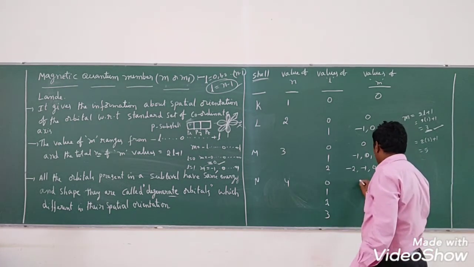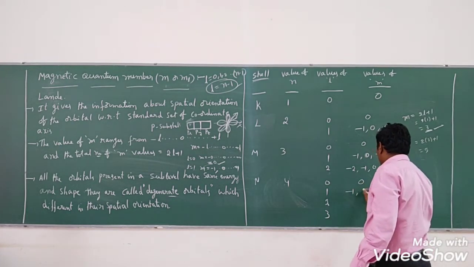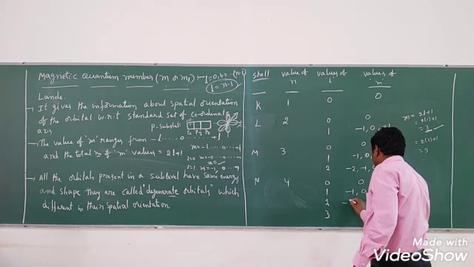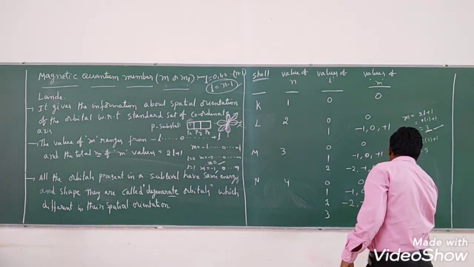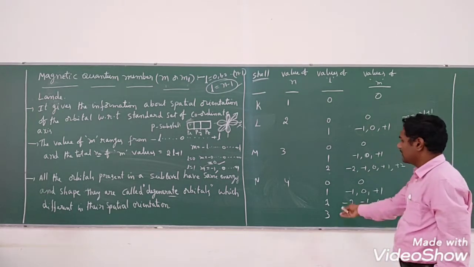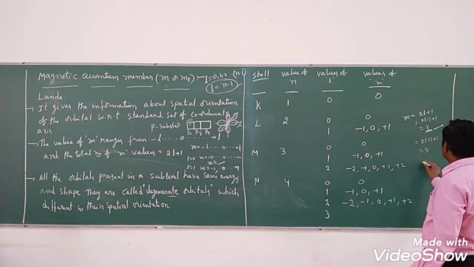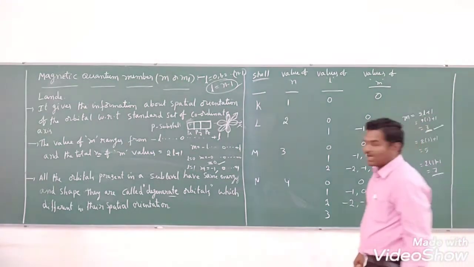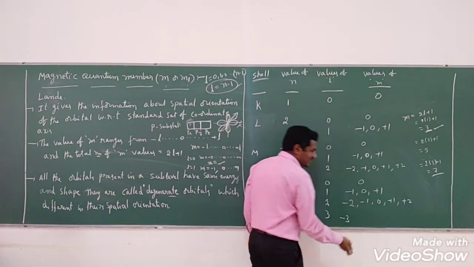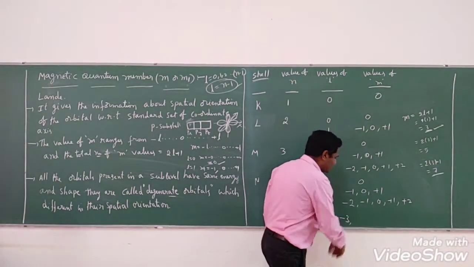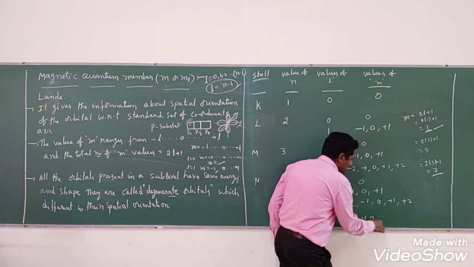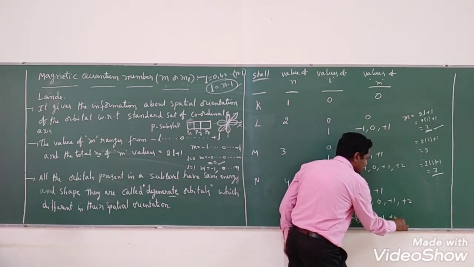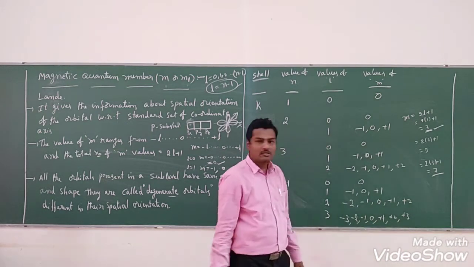If L equals 0, what is the m value? 0. If L equals 1, what is the m value? Minus 1, 0, plus 1. If L equals 2, what are the m values? Minus 2, minus 1, 0, plus 1, plus 2, right? Until here we have already seen. If L equals 3, you apply 2 into 3 plus 1, so a total of 7 values are possible. What are the 7 values? Minus 3 to plus 3: minus 3, minus 2, minus 1, 0, plus 1, plus 2, plus 3. All these 7 values you will get, students.